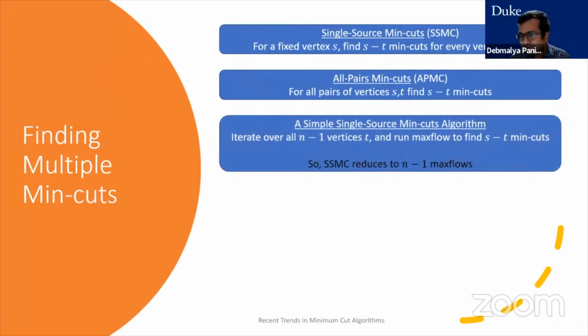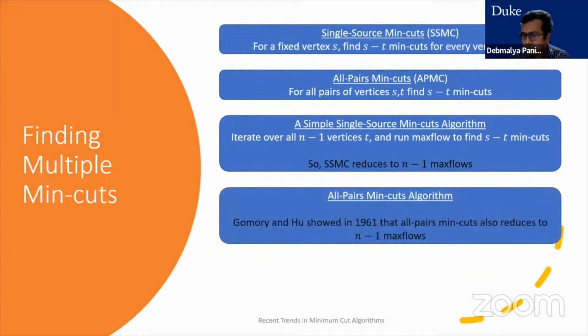Now here's a very simple single source min cuts algorithm. Maybe the first algorithm we would think of. You have a fixed vertex S, and you have to find the min cut from S to every other vertex. So what do I do? I simply iterate over all the other n-1 vertices, and for each such vertex, I find the ST min cut. And I just return all of these ST min cuts. So clearly, trivially, single source min cuts reduces to using n-1 max flows.